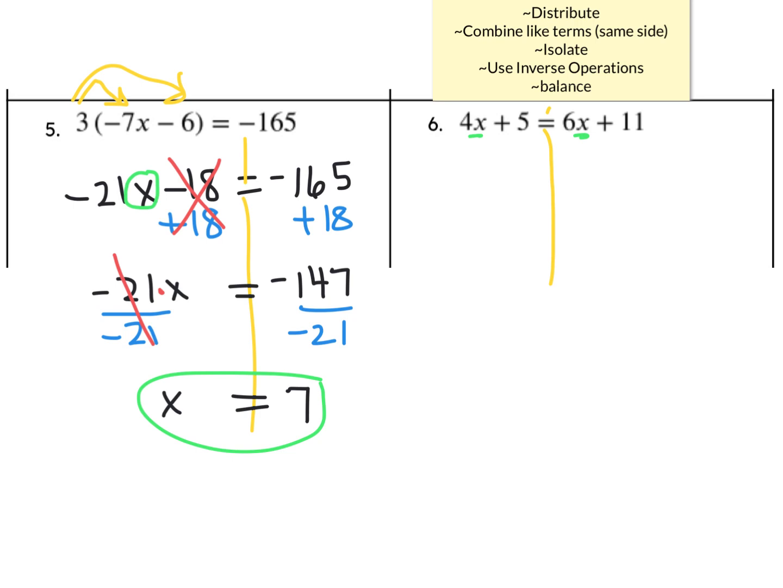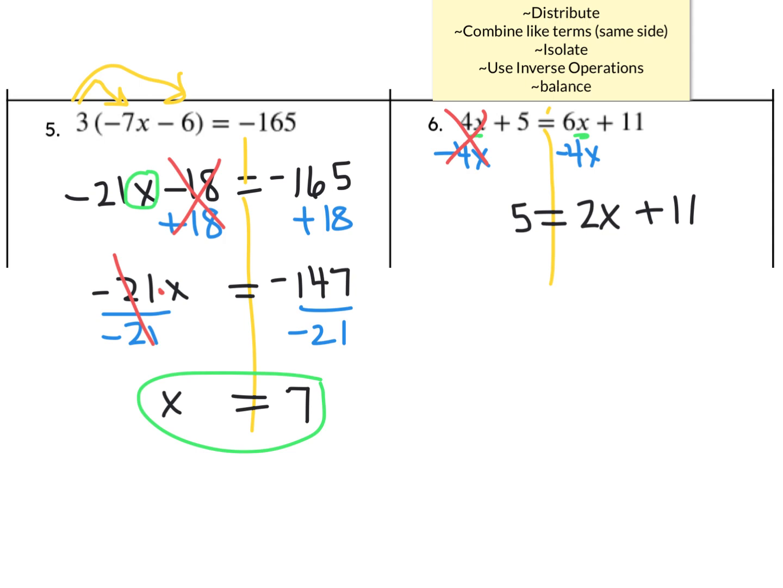You can do this in either order. You can move the 4x to one side or the 6x to the other. I personally like to move the smaller x to join the bigger x. But you could do this the other way around as well. So I'm going to subtract 4x on both sides, eliminating my 4x's. On the left I have 5. Then 6x minus 4x is 2x.